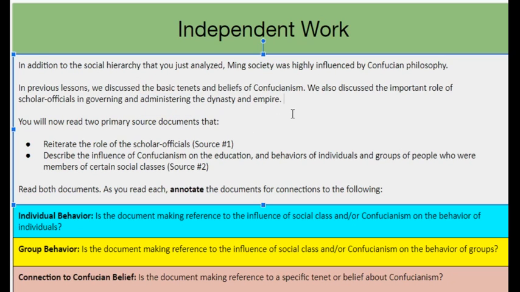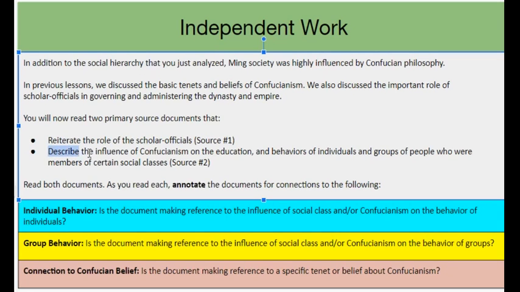Okay, so now your teacher is going to give you two or maybe one primary source document. The first one is going to reiterate, there's a lot of vocabulary here, reiterate or repeat the role of the scholar official. And then there's going to be another one that you may or may not look at. Describe the influence of Confucianism on the education and behaviors of individuals and groups of people who are members of certain social classes. That's going to be the second source.